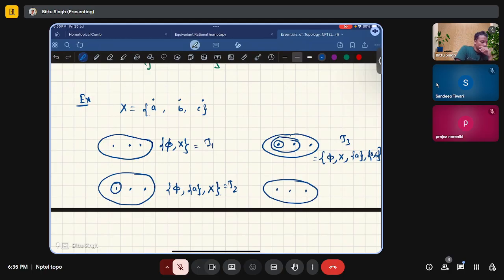There will be lots of choices. One choice will be like this: take this element, take this AB, and take also this BC. Can you understand from the picture? So tau 4 means empty X. Here I have taken B and those two things, AB and BC.